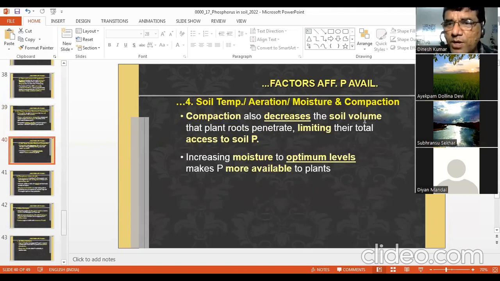Compaction also decreases the soil volume that plant roots penetrate, limiting their total access to the soil phosphorus. Because phosphorus is not moving in the soil, not much mobile. Therefore, we want root growth, more root growth. So under compaction, aeration will be less and root growth will be less. So the uptake and availability of phosphorus will be less. Roots also help in the solubilization of fixed phosphorus by releasing root exudates. So lower the root mass, lower will be solubilization of phosphorus. Increasing moisture to optimum levels makes phosphorus more available to the plants.